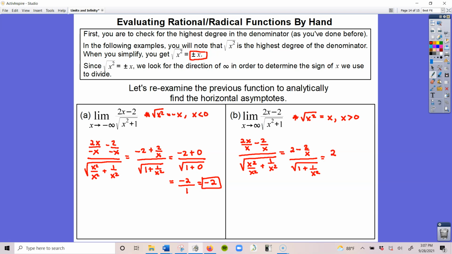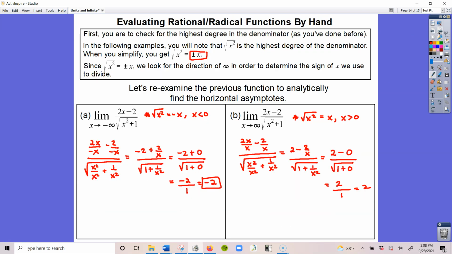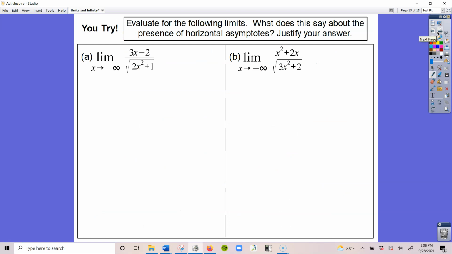So this would be 2 minus 0 over the square root of 1 plus 0. And when we work this out, 2 minus 0 is 2 over 1, which is equal to 2. And again, this matches what we got for the right side of the graph, which is 2. Let's try that again in this particular question.